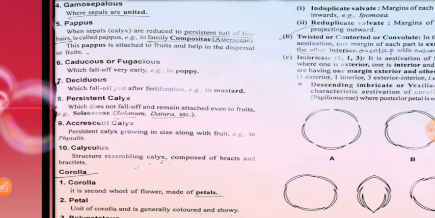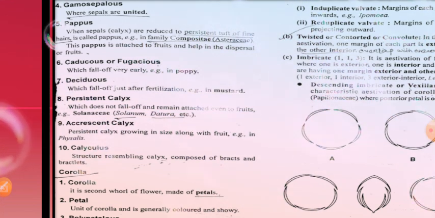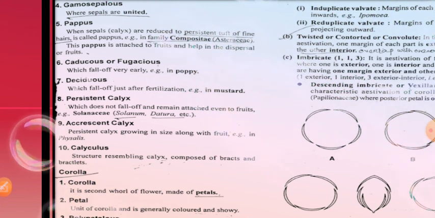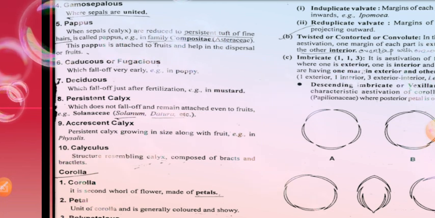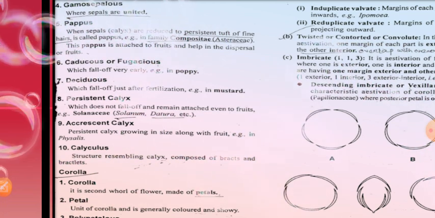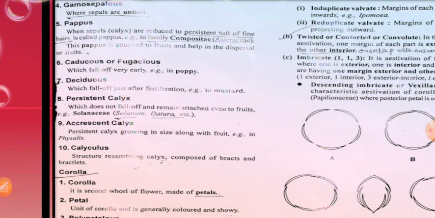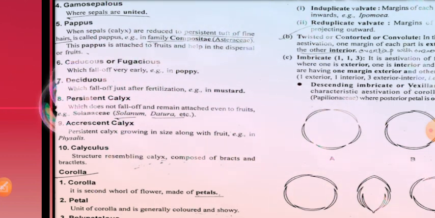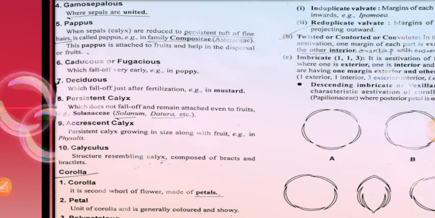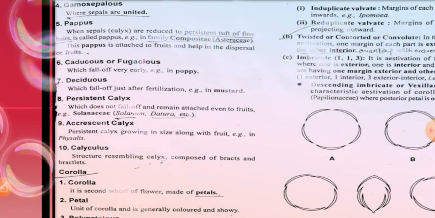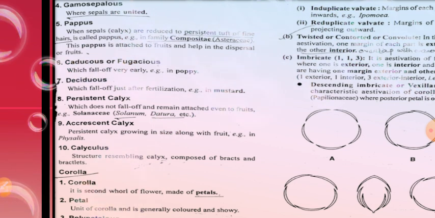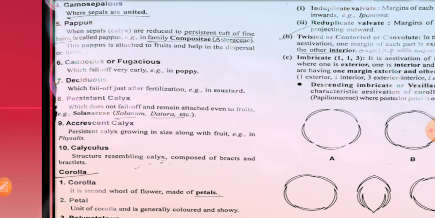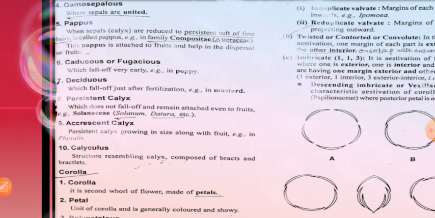Then persistent calyx doesn't fall off and remains attached even to the fruit. In Solanaceae, like Solanum and Datura, these are some examples of persistent calyx. Then accrescent calyx means a persistent calyx growing in size along with the fruit, as in Physalis. In the persistent calyx, it remains attached even to the fruit, but in the accrescent calyx, its size also grows along with the fruit.